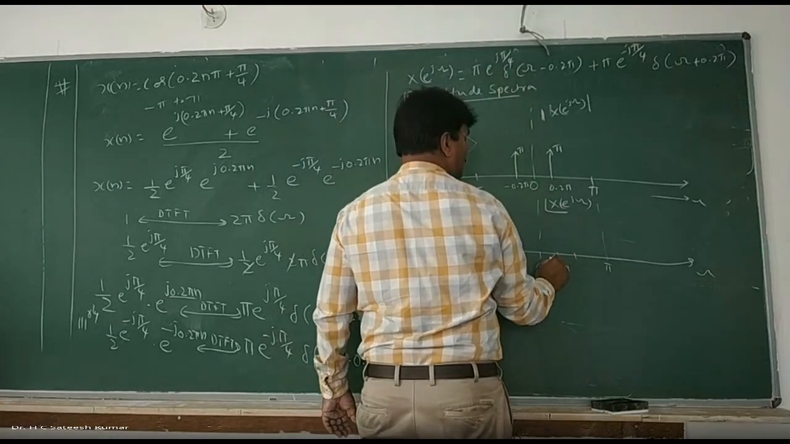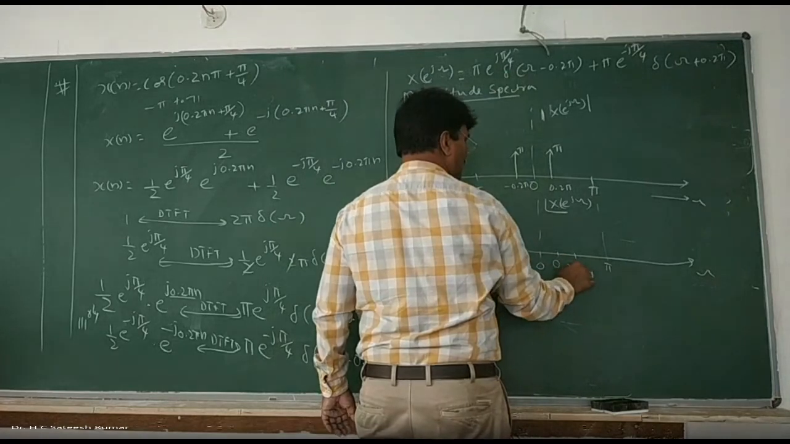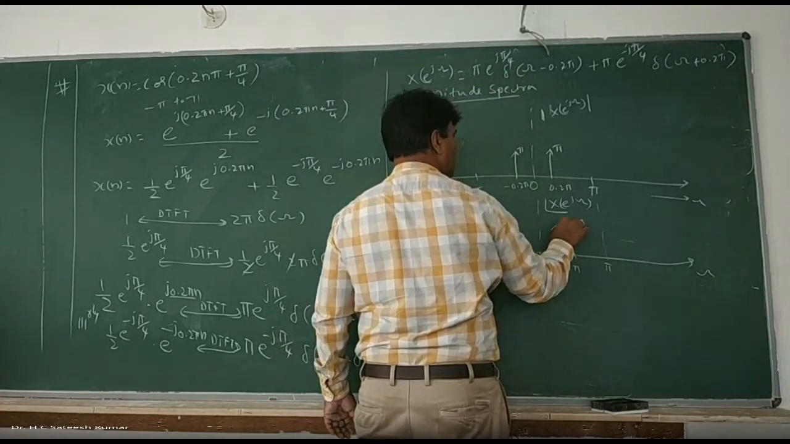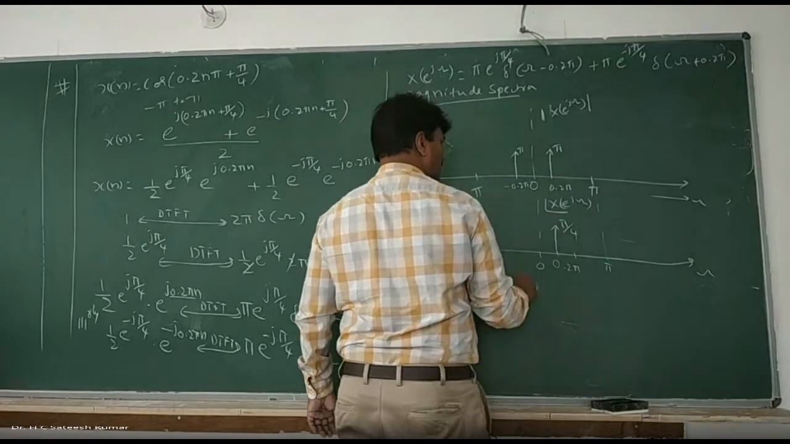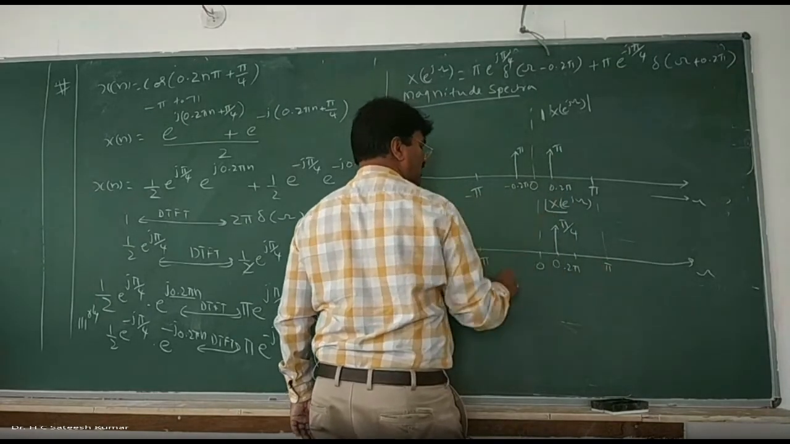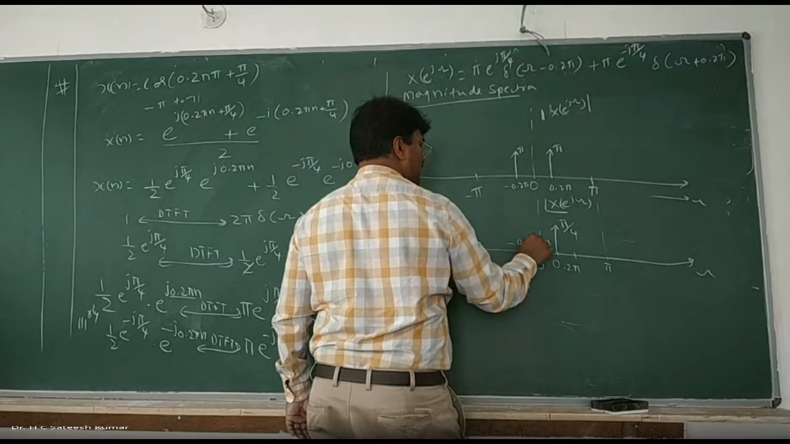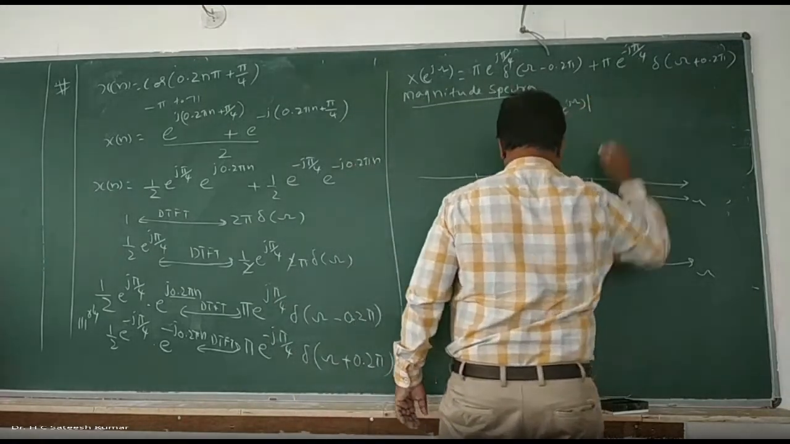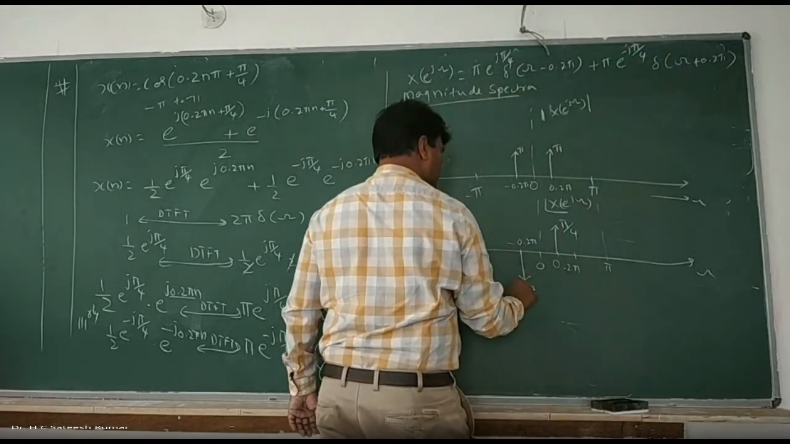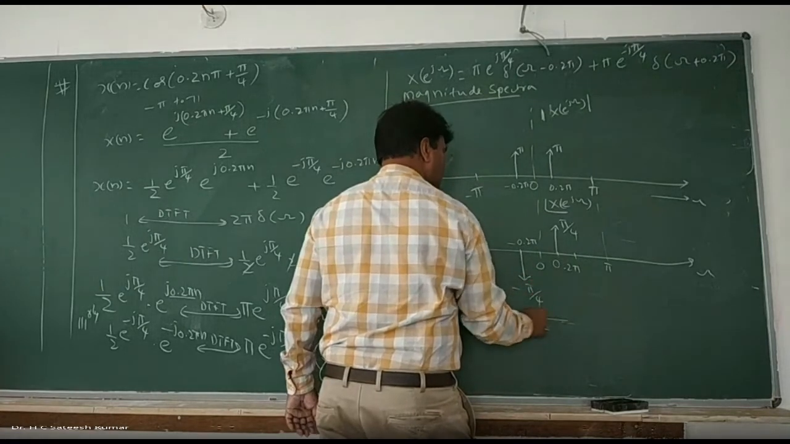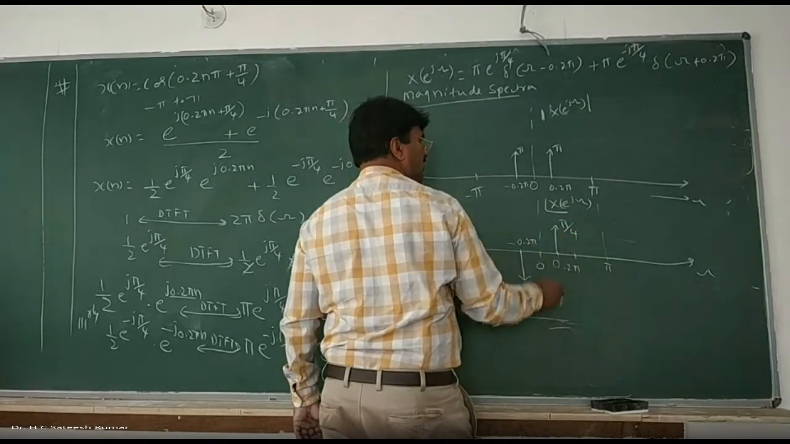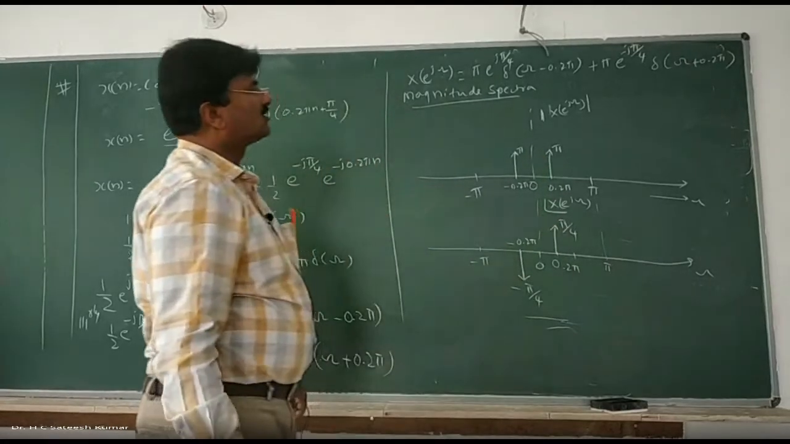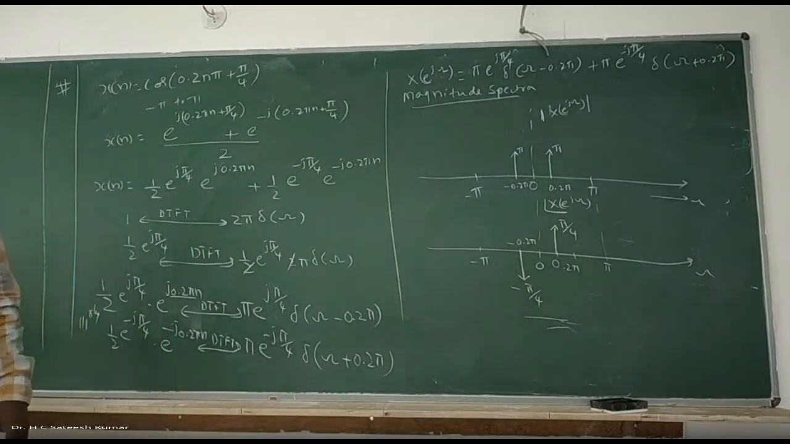At 0.2 pi, the angle is pi by 4. This angle I am writing on this side. This axis is frequency, this is phase angle. And at minus 0.2 pi, the angle is minus pi by 4. It will be in the opposite direction. So this is the phase spectra, this is the amplitude spectra. That's how we can find and sketch it. Right? So this is the way we can find the phase spectra and magnitude spectra of different systems.